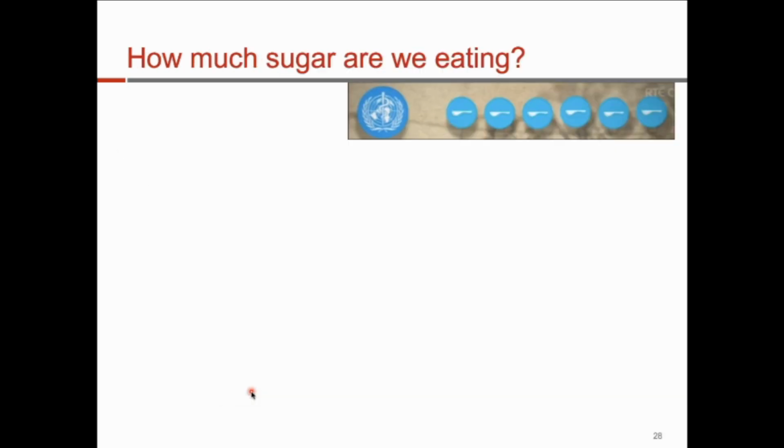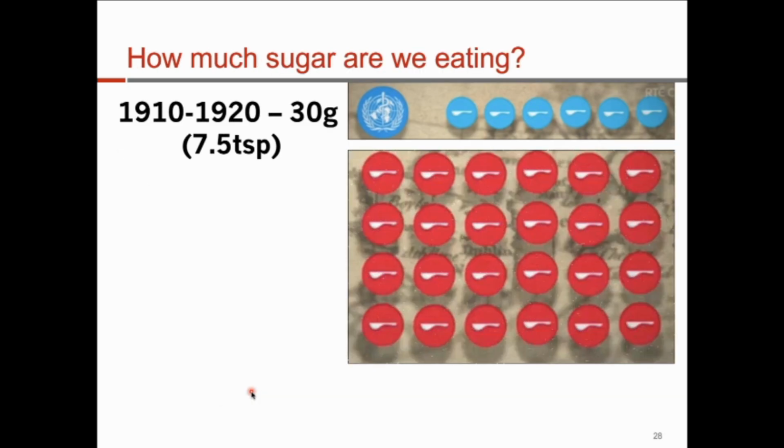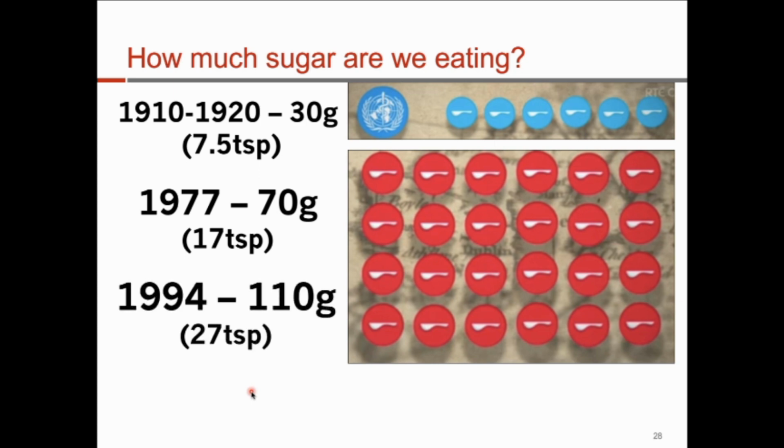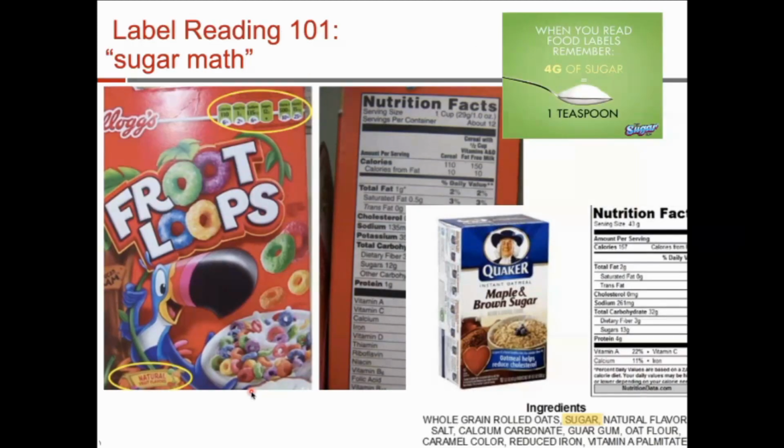So how much are we eating? Well, in the early 1900s, people were consuming on average about 7.5 teaspoons of sugar a day. By the mid-1970s, about 17 teaspoons of sugar a day. And by the mid-90s, 27 teaspoons of sugar a day. And currently, it's about 30 teaspoons. And most people can't even believe how that's possible. But it's possible when you look at what people buy.